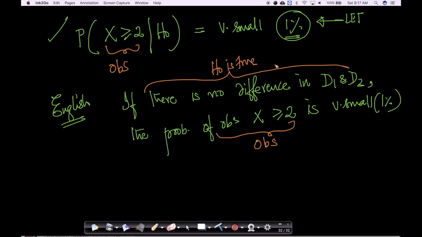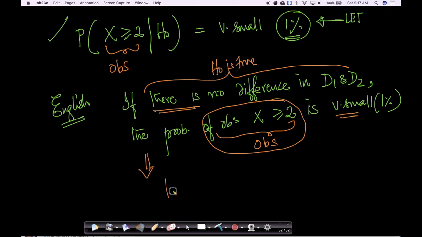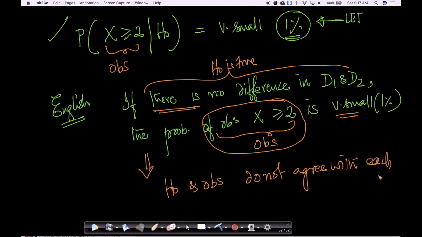Now, what is it saying? It is saying that if my null hypothesis is true, and the probability of observing something that I've already observed, or something greater than what I've observed, is very small, what does this imply? This implies that my null hypothesis and observation do not agree with each other. Because the probability is so small. Because this probability is so small, if my null hypothesis was true, the probability of observing something is very small.